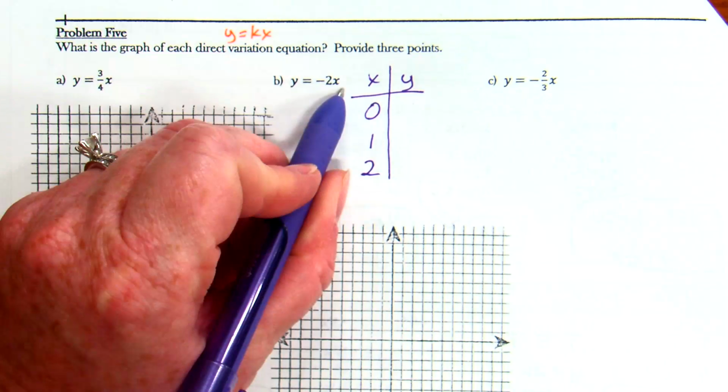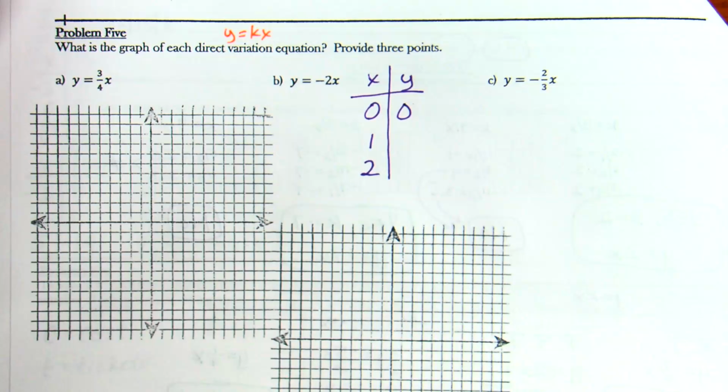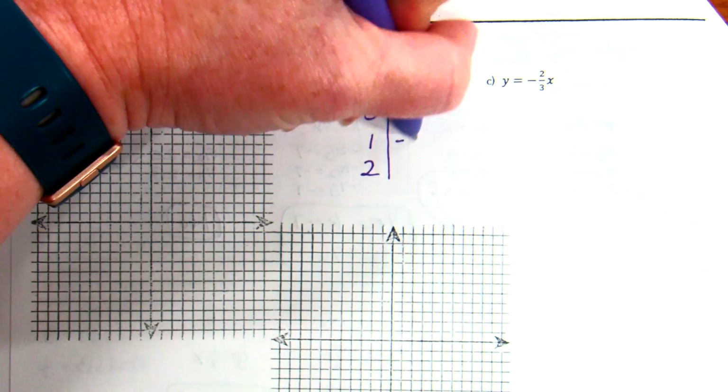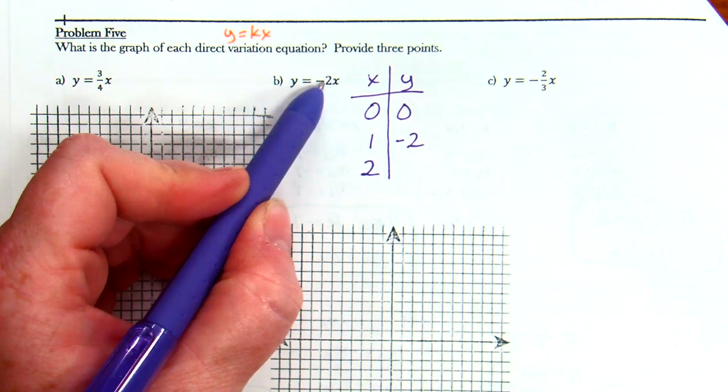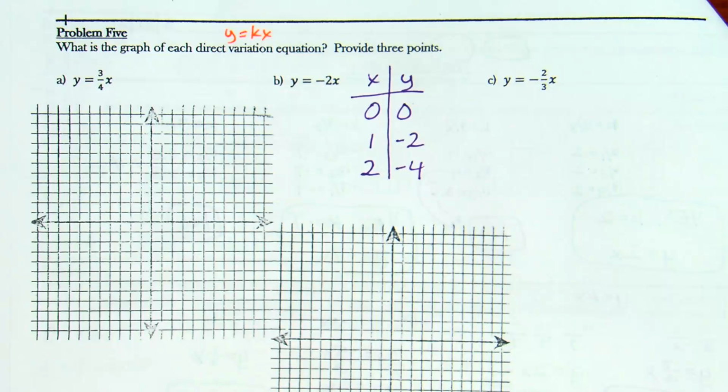Put in 1. -2 times 1. What is -2 times 1? -2. Put in 2. -2 times 2? -4. Okay, you've got 3 points. 3 points you can always graph a straight line with.